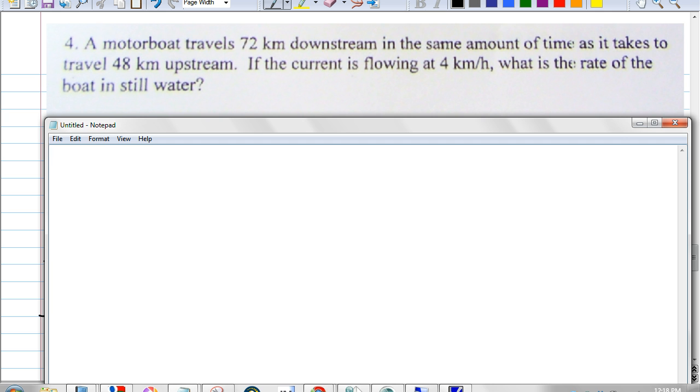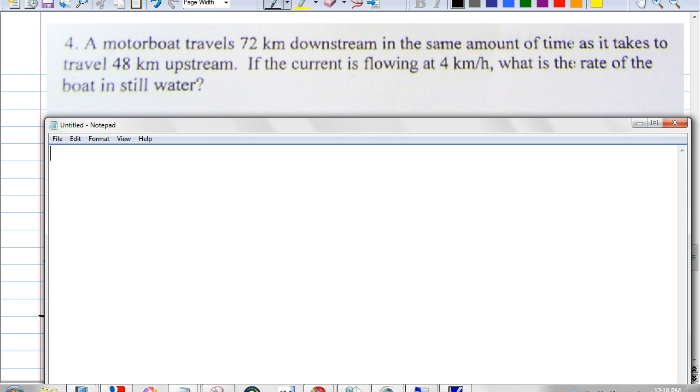Okay, look. If you're going downstream, let's say you went downstream 1 hour and you went 72 kilometers, right? And if you go back up 1 hour, you would travel a shorter distance. Why? It takes longer to go upstream. Isn't that right? So does that make sense? That's what they're saying. So you look at the difference here.